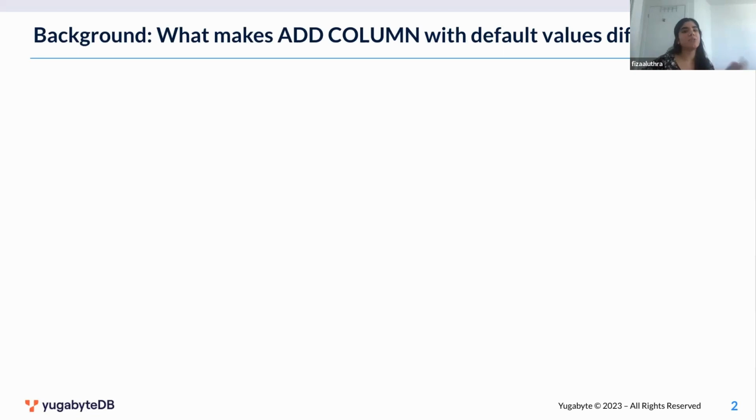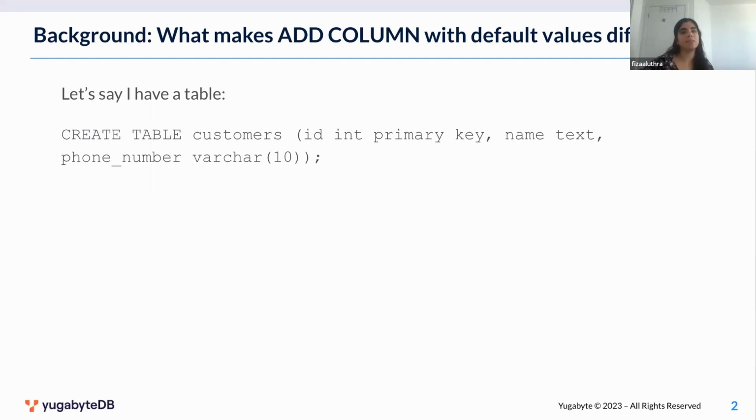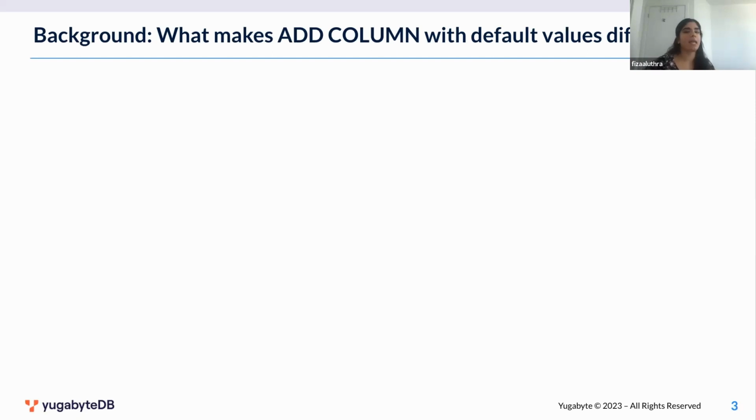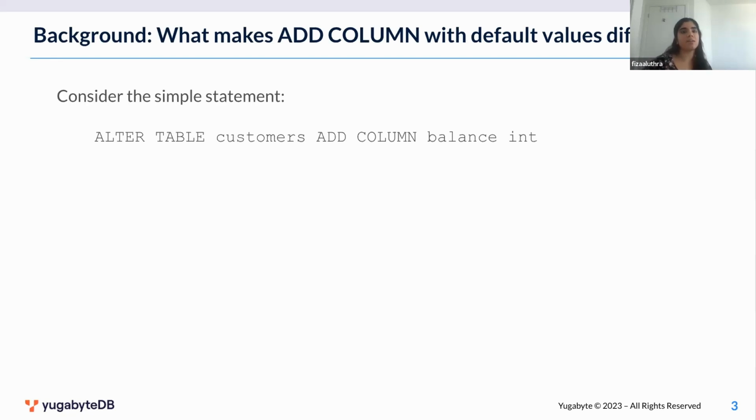So firstly, let's go over what even makes add column with a default value special. Let's take a step back and start with a very basic example. Assume I have a table, customers, with 3 columns: ID, name, and phone number. And let's say this is what my data looks like. Right now, I just have these 3 rows. And let's say I want to add a balance column to my customers table that tracks the balance that all of these customers owe.